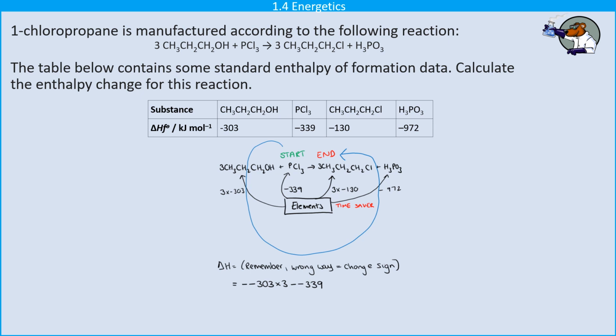But then the final 2 arrows, I'm going the right way up. So I'm going to add on my negative 130 times by 3, because again, I've got 3 moles. And I'm going to add on my negative 972. And all that lot together comes out to be something like this, once I've simplified it. And that gives me an answer of minus 114.